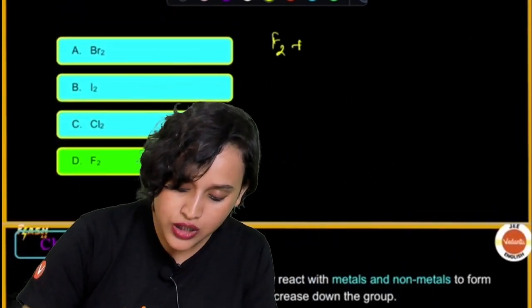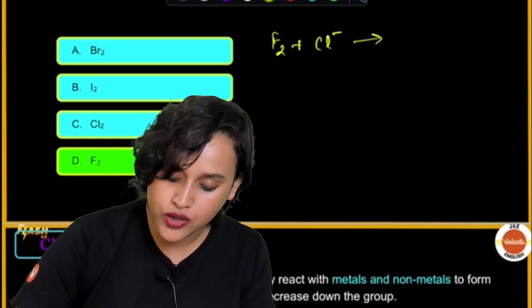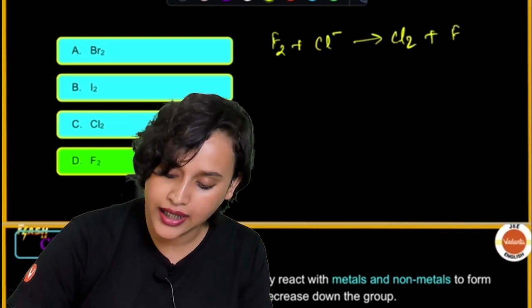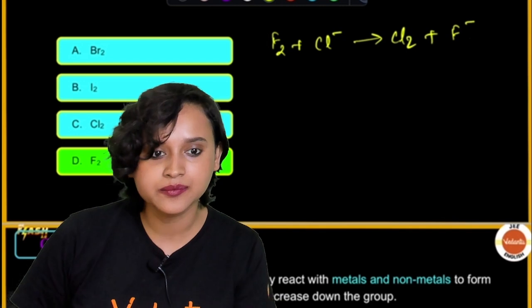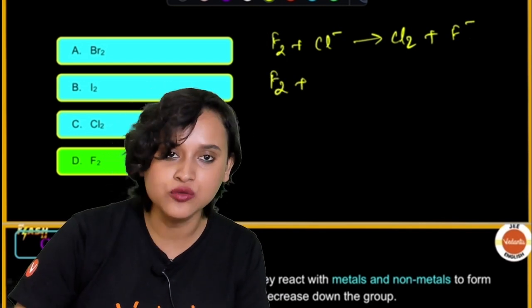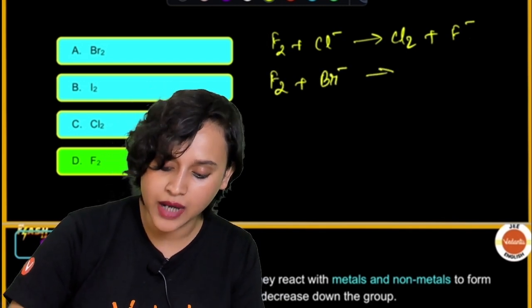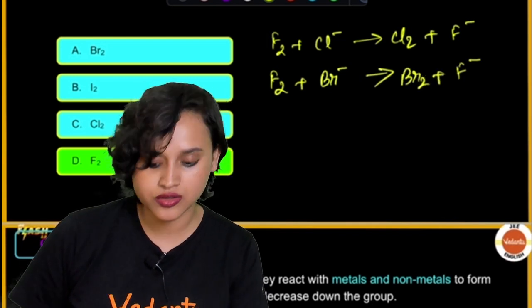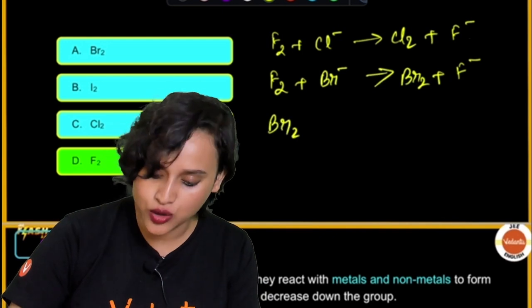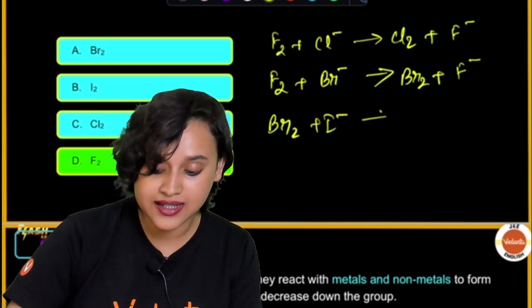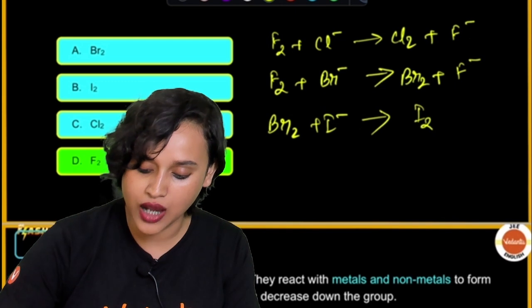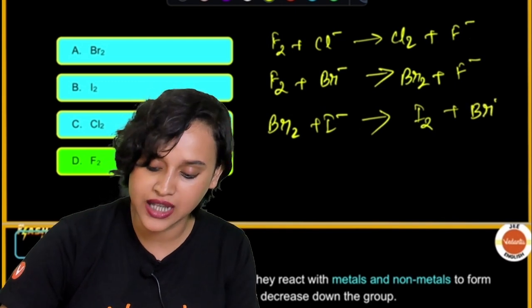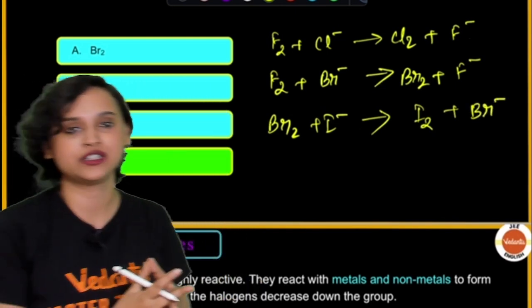See, F2 plus Cl minus: what will happen is it will form Cl2 and F minus. Now, if you have F2 plus Br minus, see what it will do? It will give Br2 plus F minus. It can do this also. Now, if I have Br2 plus I minus, did you know that this can also happen? It will give I2 plus Br minus. This can also happen.